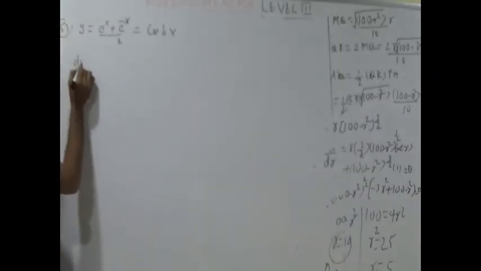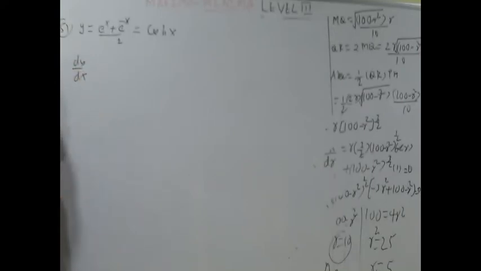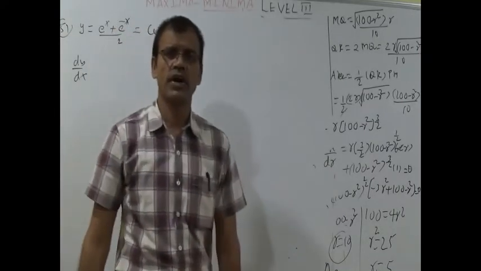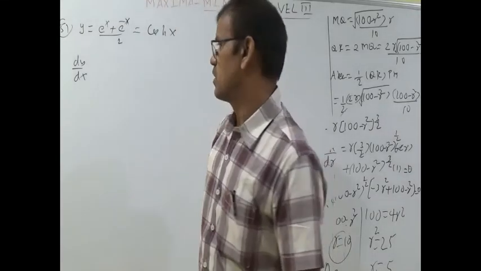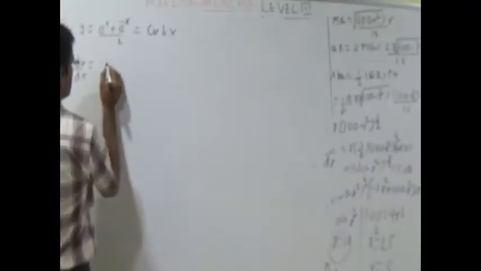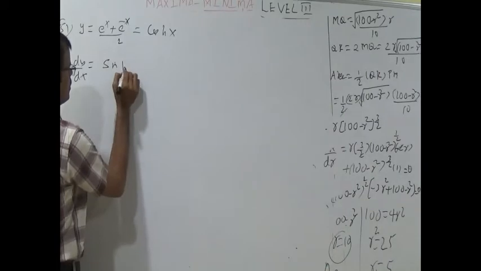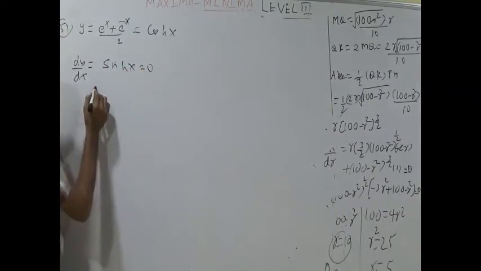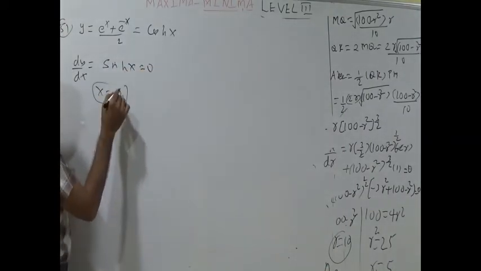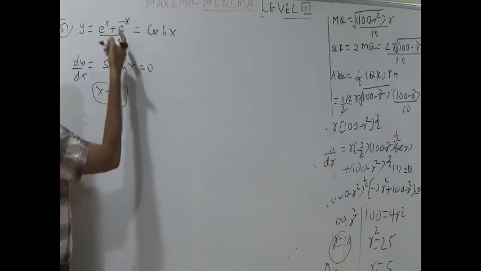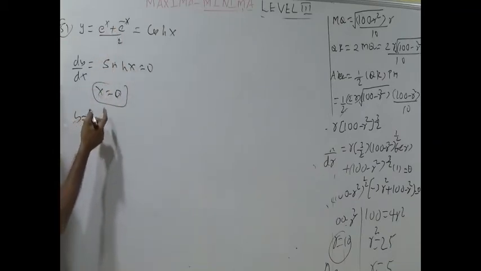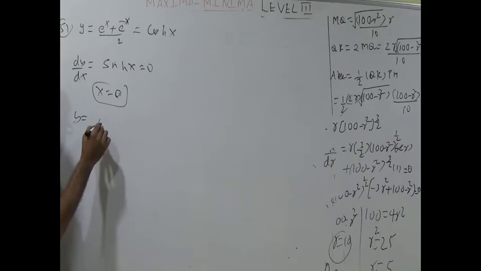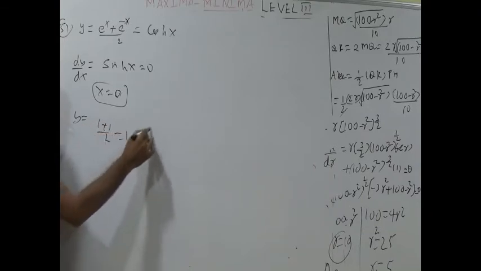To find whether the function, hyperbolic or trigonometric or anything, is minimum or maximum, dy by dx equal to 0. Sin hx equal to 0. So we know that x equal to 0, because sin h of 0 is equal to 0. Simply you can substitute here. Y equal to cos h0, which is 1. So e power 0, 1 plus 1 by 2, equal to 1 simply.